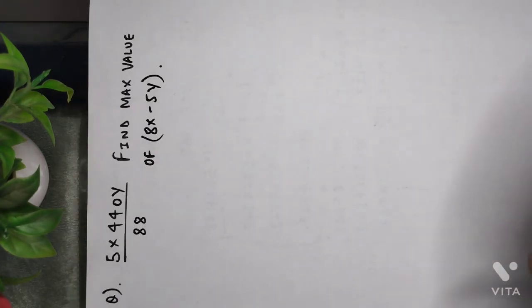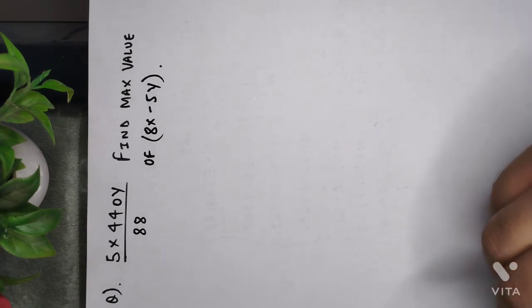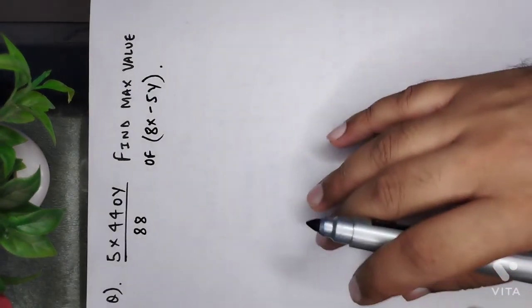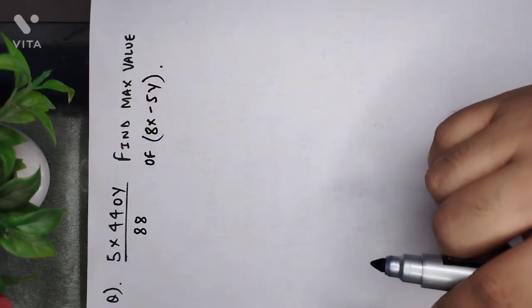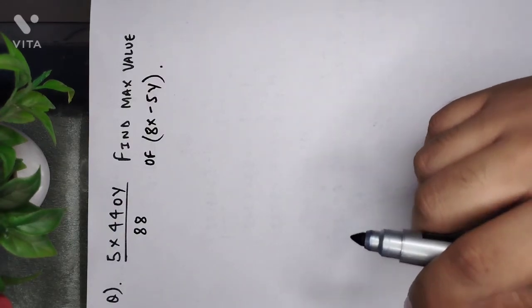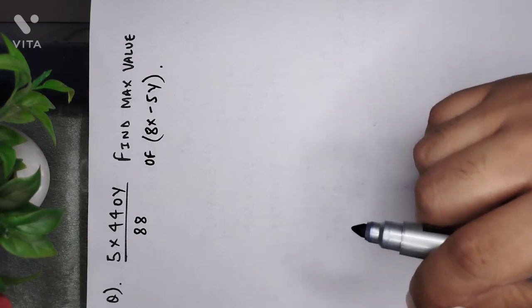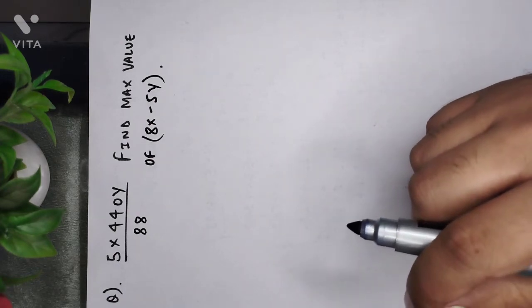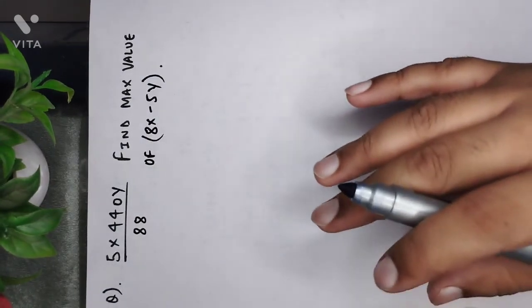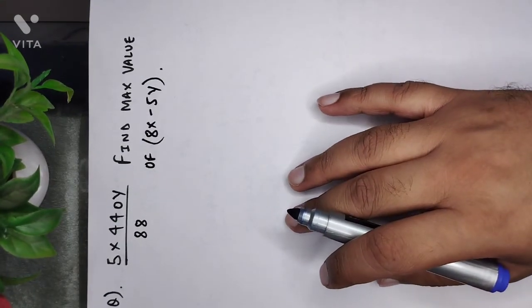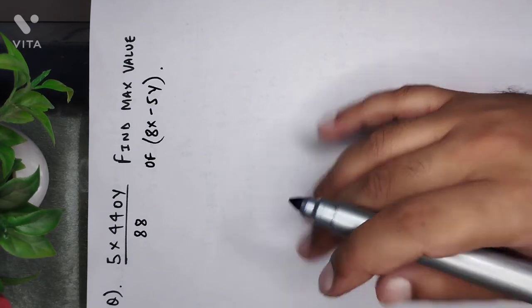Now let us try to solve this question. The question is 5X440Y is divisible by 88, and we have to find the maximum value of 8x minus 5y. Now this question is important and is also a previous year question of SSC. Now why is this question important? Because we get different values of x and y here, and the majority of students make the same mistake here. I will tell you what mistakes students can make and how we can avoid them.